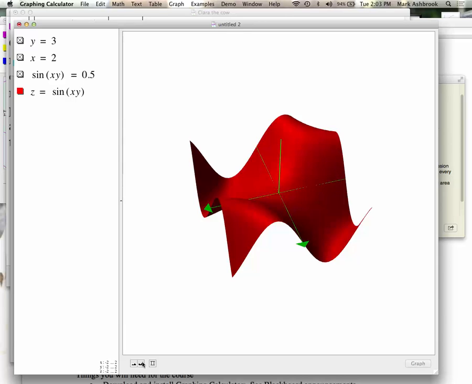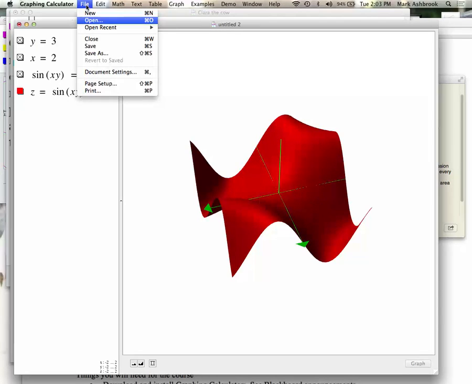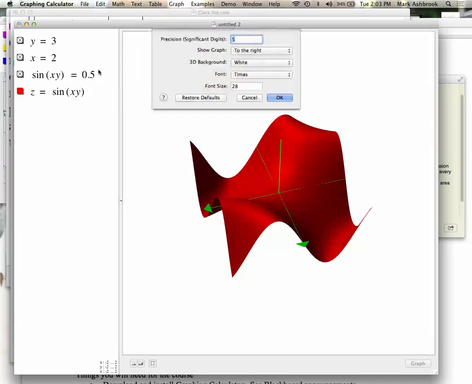Sorry, how did you move the commands to the left side? Okay, File, Document Settings, Show Graph to the right. So you can show the graph to the right or below equations. And I found, as I've made lots of these graphing calculator files, sometimes I want them below and sometimes I want it to the right. It really depends on what you're doing.